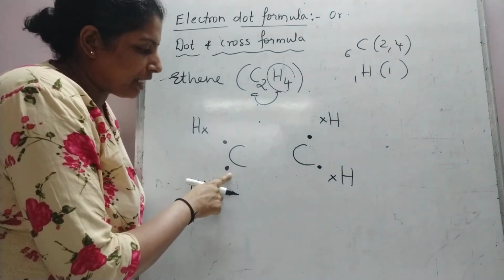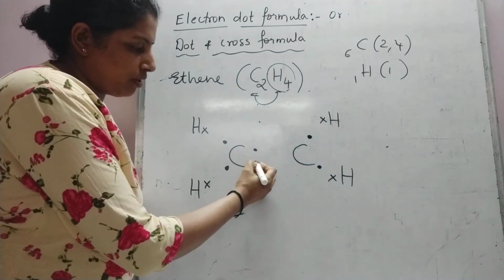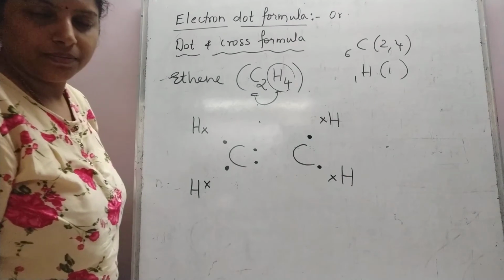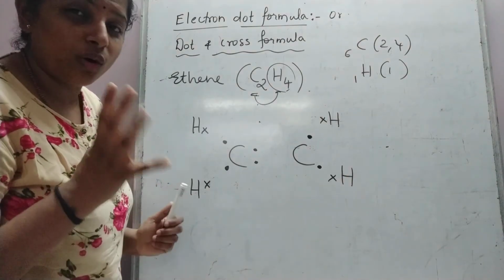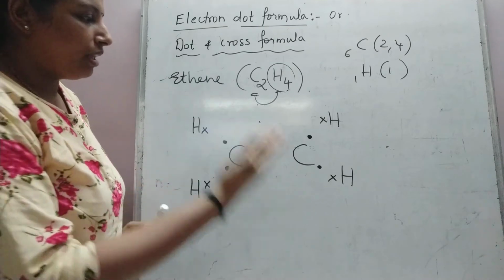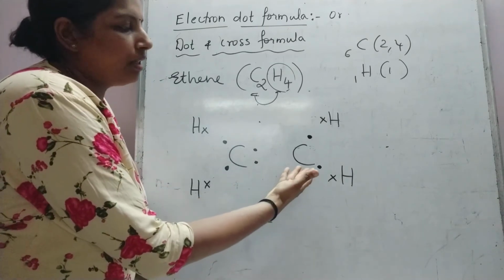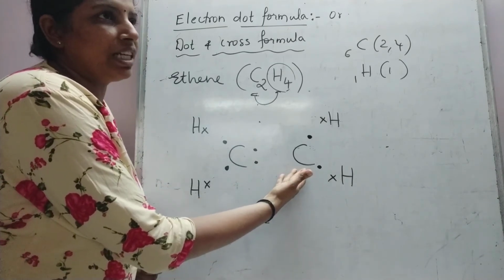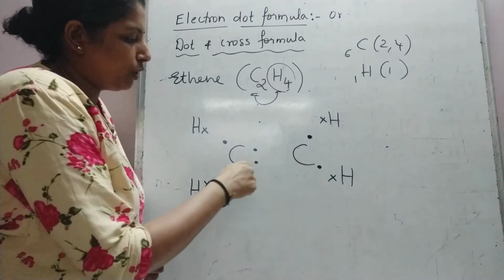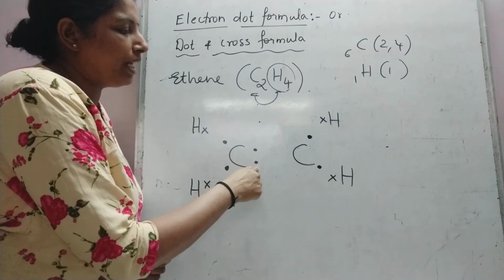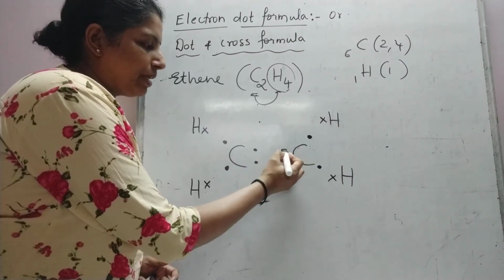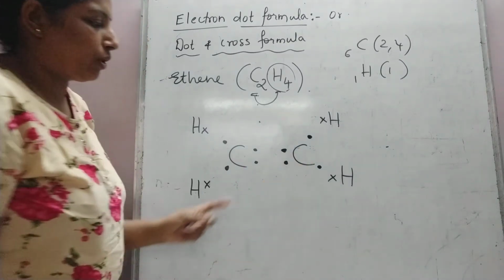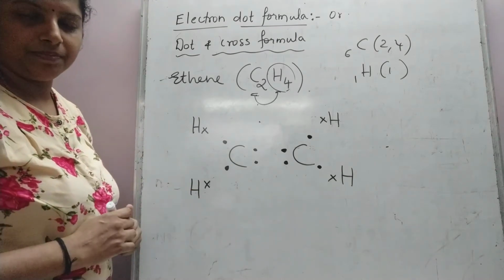So these are the valence electrons of each carbon atom. Now this carbon atom has 2 more electrons which it needs to give into sharing so that its octet gets completed. Which other atom is remaining? The other carbon atom. So this carbon gives its 2 electrons into sharing with this carbon atom, and the second carbon atom also gives its 2 electrons into sharing with this carbon atom.